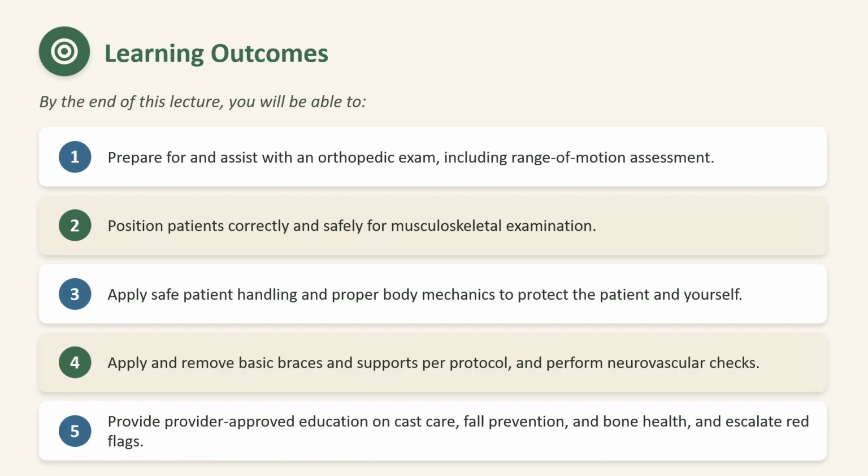Third, apply safe patient handling and proper body mechanics, which protects the patient from falls and protects you from injury. Fourth, apply and remove basic braces and supports per your facility's protocol and perform the neurovascular checks that catch a problem before it becomes permanent. And fifth, provide provider-approved education on cast care, fall prevention, and bone health, and recognize the red flags that need the provider notified immediately.